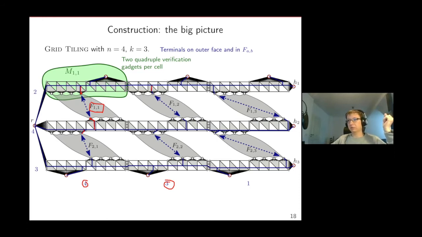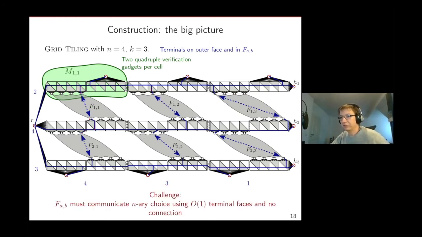So actually in this other construction, they have a way of communicating 1 bit of information using 1 terminal face, but this is not suited for our setting because we have to communicate a choice from 1 through n. So you would need log n of those gadgets, and they don't work. Okay, so basically the challenge is to create these F gadgets, and what they need to do is this.